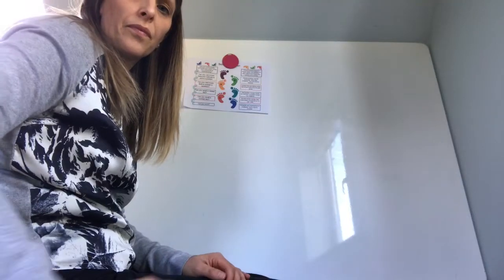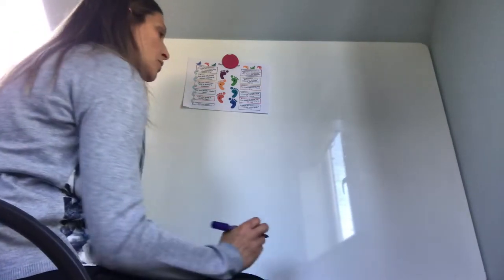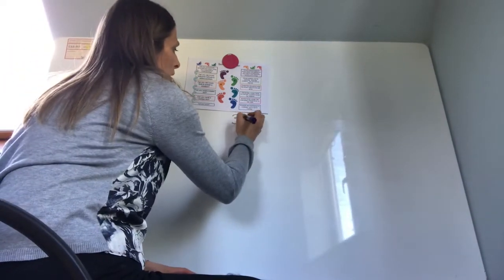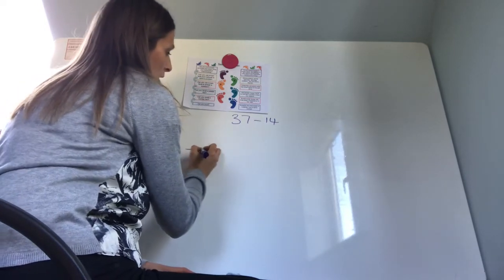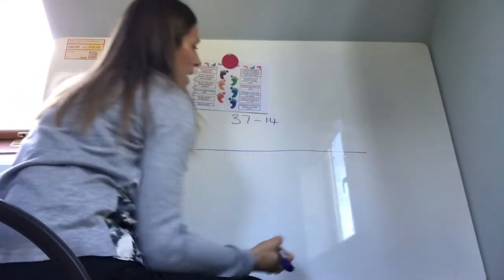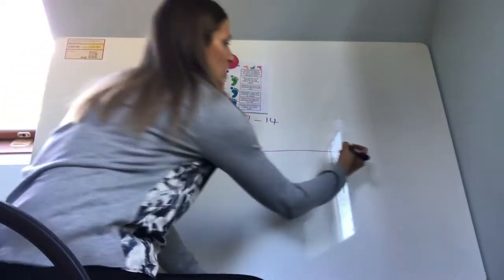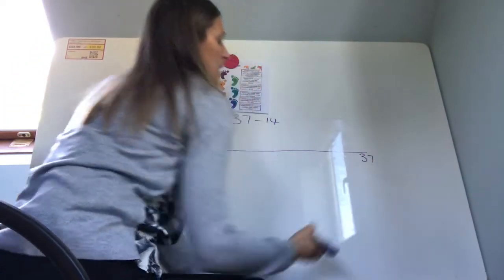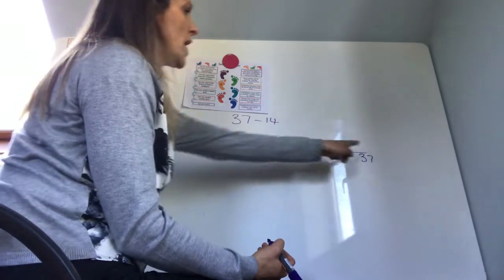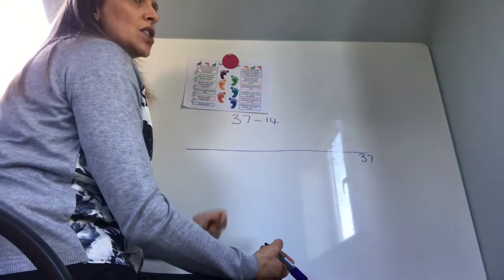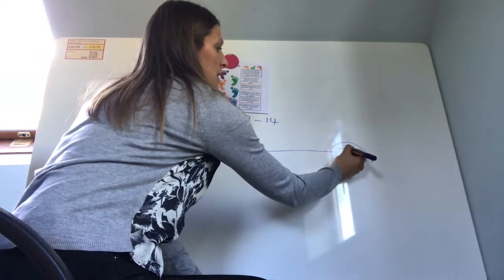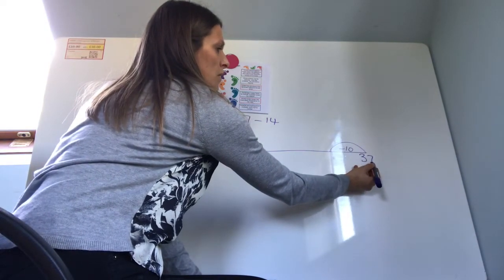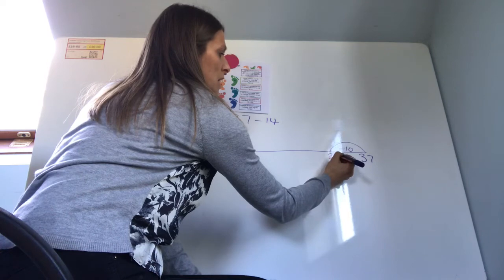Now, moving on to subtraction. I'm going to say 37 take away 14. Now, our formal method for that is going to be a number line. But because I'm taking away, I'm going to start at this end. So I'm going to put 37 there. Then I'm going to take away, so I'm going to go backwards because I'm actually decreasing my number. So I'm going to take away 10. So 37 take away 10 is going to be 27.